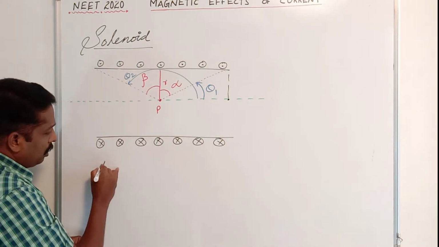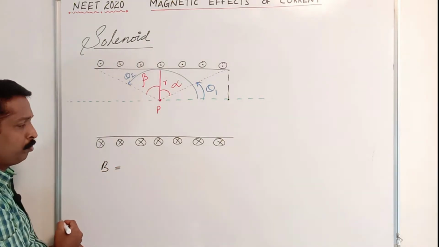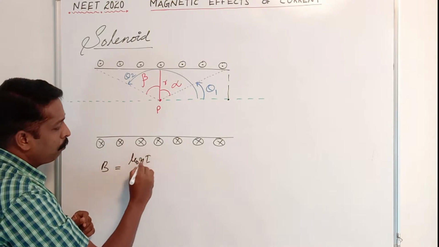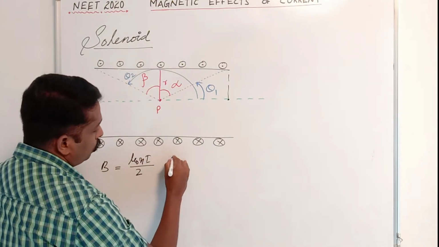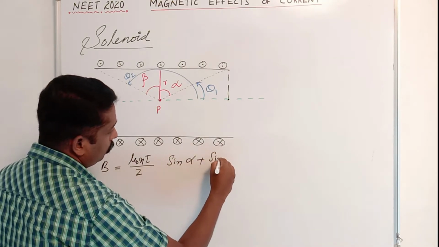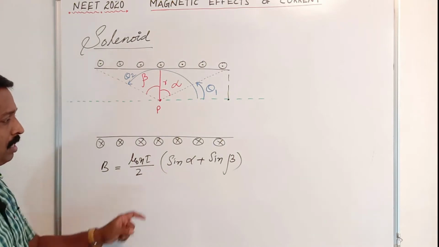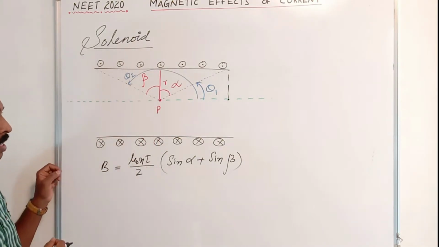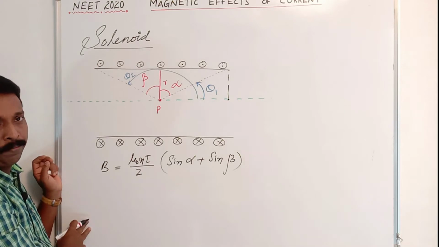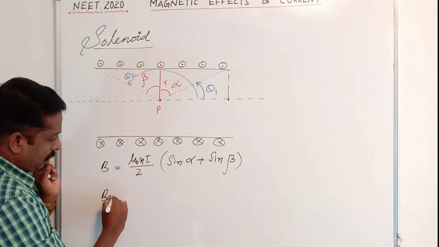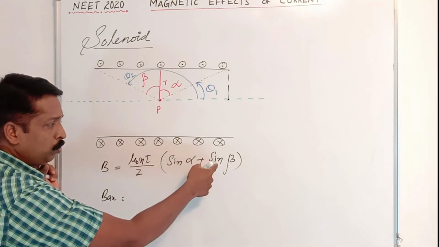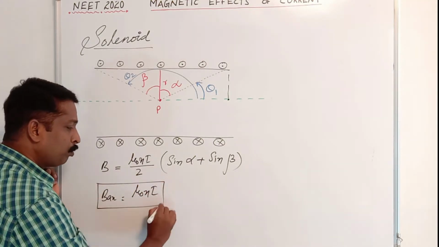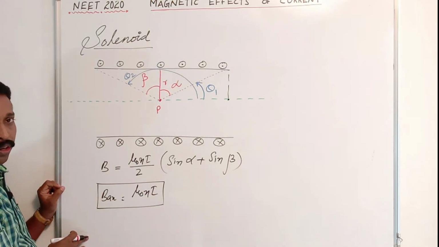So from the relation, the general equation for magnetic intensity due to the solenoid is given by B is equal to mu 0 Ni by 2 into sine alpha plus sine beta. If alpha is equal to 90 degree and beta is equal to 90 degree, then magnetic intensity along the axial line is obtained. Then we can say that B axial, sine 90 is 1, 1 plus 1 is 2, this 2 cancels with this 2, so B axial is equal to mu 0 Ni. This is the general equation for magnetic intensity along the axis of a solenoid.